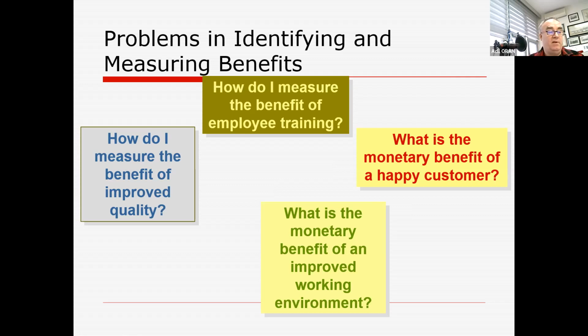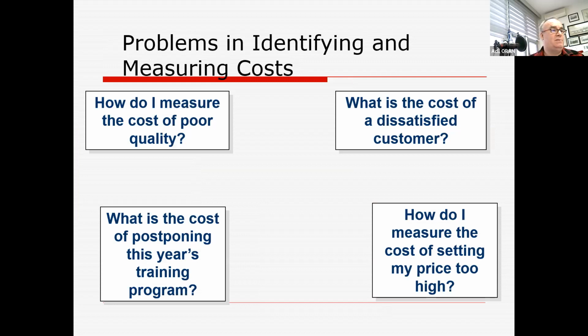What is the monetary benefit of an improved working environment? Happier employees, working longer and being more efficient. But again, very difficult to put a dollar or Turkish lira amount on this. So these are some potential problems. On the other hand, from benefits to costs, how do I measure the cost of poor quality? Well, part of it is in lost sales. Part of it is having to offer lower prices or having to make repairs and so on. If you can measure these, what is the cost of a dissatisfied customer? Well, you may have to replace the product that you had sold to them, but most importantly, you might lose future sales to that customer.